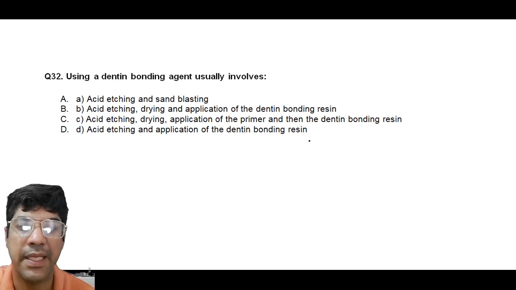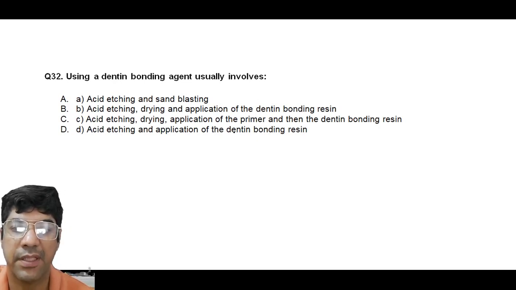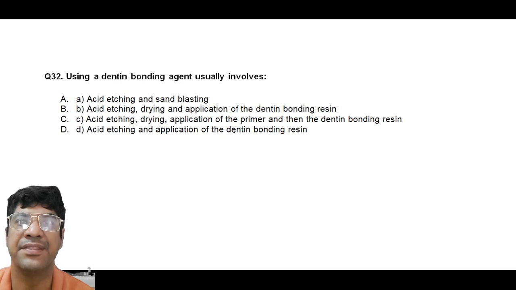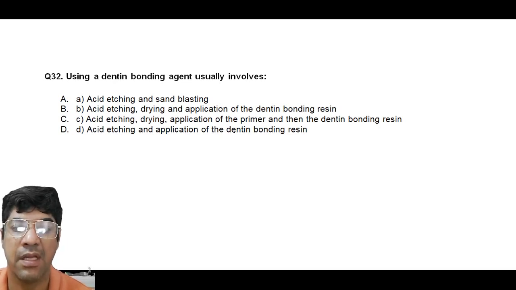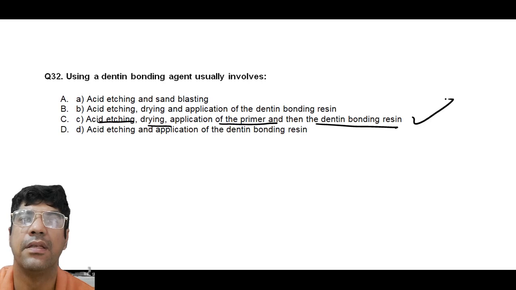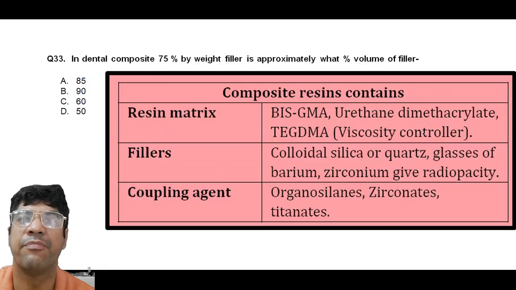Using a dentin bonding agent usually involves the following steps. Number 1 is tooth preparation, isolating, and etching. The third is acid etching. Fourth is a wash with the air water spray. Fifth is drying. The last process, sixth, is application of the primer and dentin bonding agent. So acid etching, drying, application of primer, and then the dentin bonding agent.